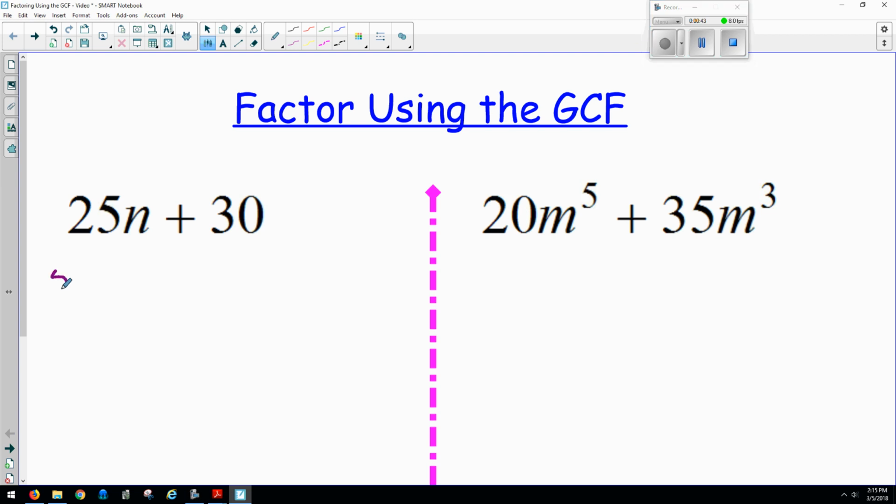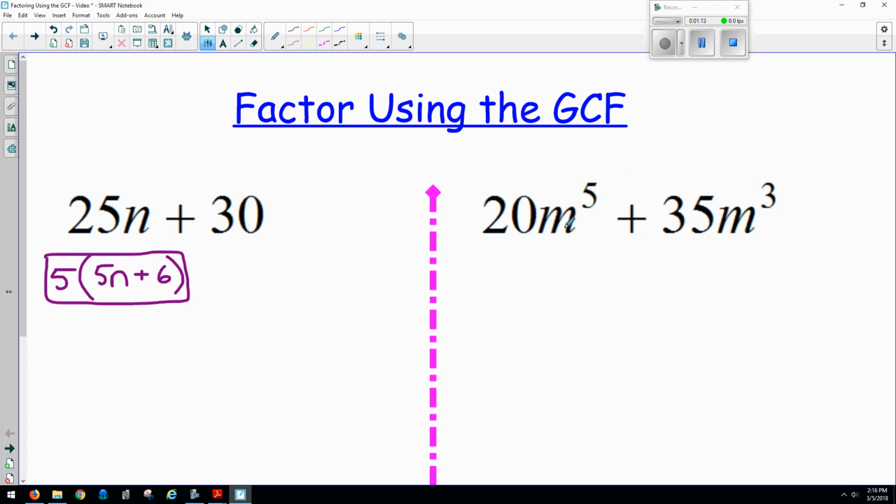So I'm going to put a 5 on the outside of the parentheses, and then you want to think, okay, well 5 times what gives me 25n, and that would be 5n. Bring down the plus, 5 times what would give you 30, and that would be 6. And that's it. Factoring out the greatest common factor is going to be the first thing we look for every time we're about to factor.